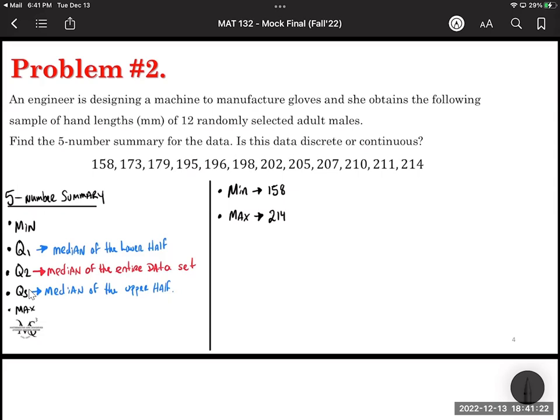What I recommend that you do first is get Q2. Q2 is the 50% mark. It separates the bottom half from the top half. So to get Q2, we say that it's equal to the median of the entire data set. So again, instead of writing out all the numbers, I'm just going to say median, and then in parentheses, I'll say entire data set.